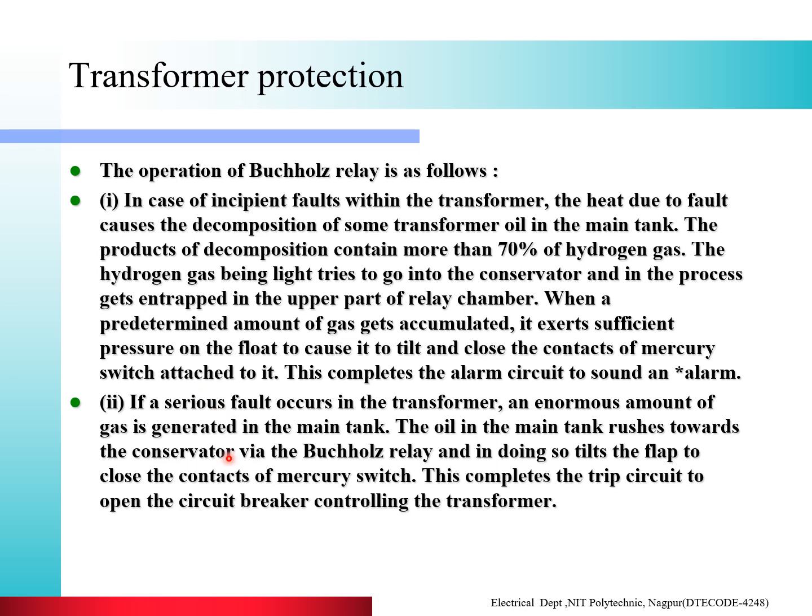This is the first part, and the second part is, if a serious fault occurs in the transformer, an enormous amount of gas is generated in the main tank, due to which oil in the main tank rushes to the conservator via the Buchholz relay, and in doing so tilts the flap close to the contact of the mercury switch. So this completes the trip circuit and opens the circuit breaker controlling the transformer, as we have seen in the previous slide.